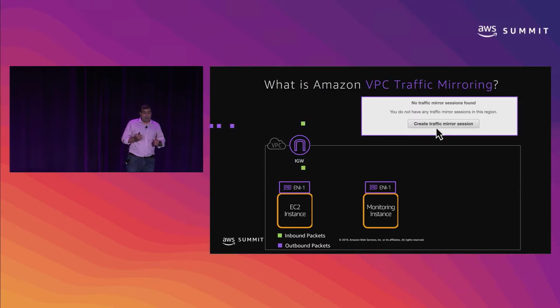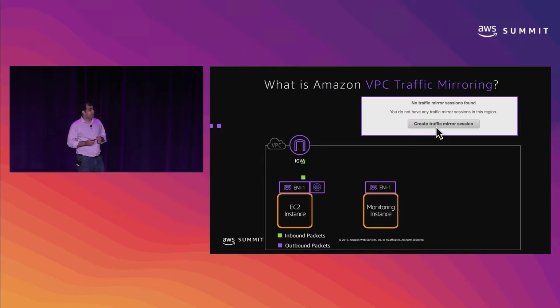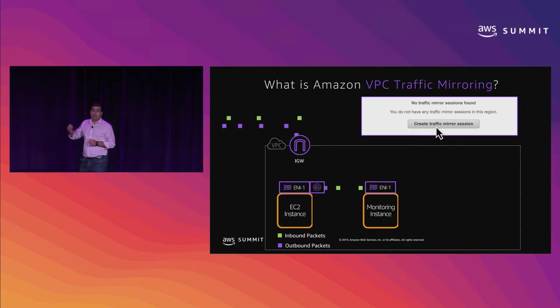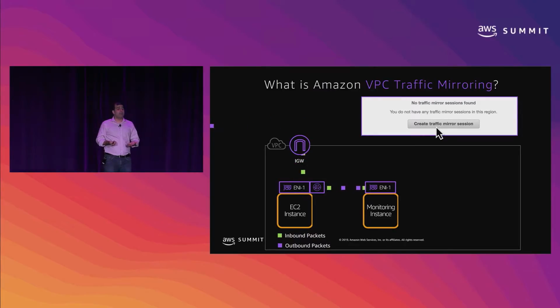At a very high level, let's say that you have created a traffic mirroring session. What it's going to do is enable traffic mirroring on the ENI of that EC2 instance that you want to monitor. Once that's created, for the traffic that's coming in and out, you can choose what type of traffic you want to monitor and send it to the mirror target, which is the monitoring instance. So this is how traffic mirroring works at a high level.